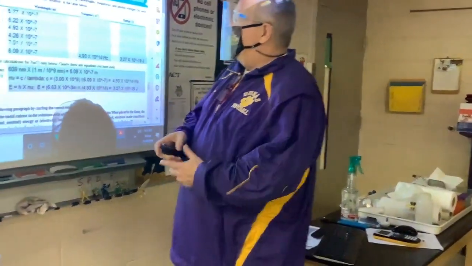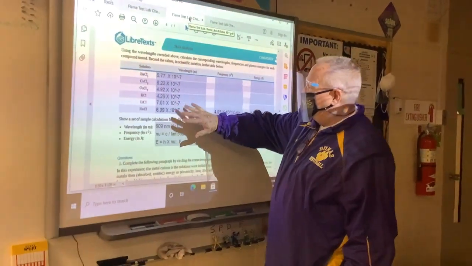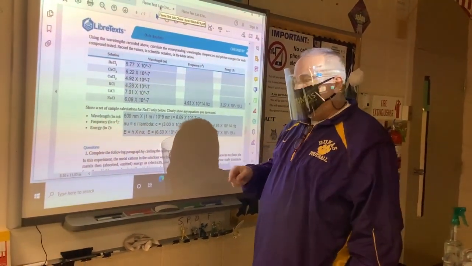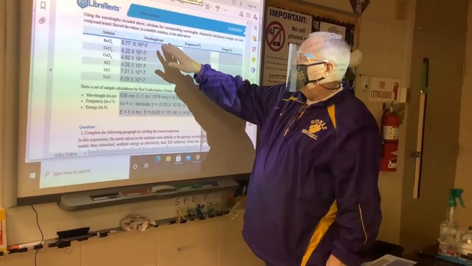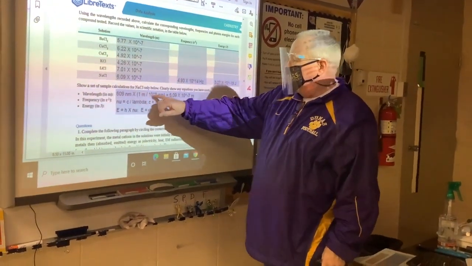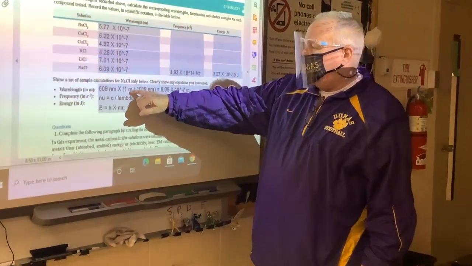So, here's what we have to do. We now have these wavelengths, but they were in nanometers. So we have to convert them all to meters so that we have consistent units. There are 10 to the 9th nanometers per meter.